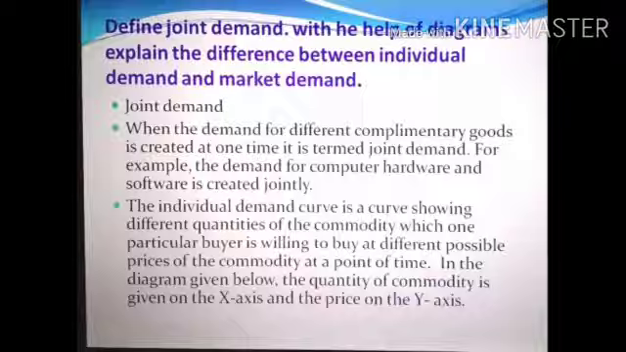In the diagram, the quantity of the commodity is given on the x-axis and the price on the y-axis. In the next slide, I have also shown the graph for better understanding. So basically, in individual demand we consider the individual customer, what he is willing to buy at a particular point of time.